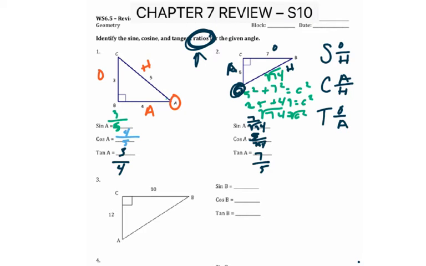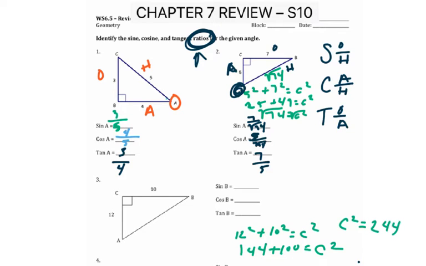Okay, so go ahead and do the same thing for number 3. I'll help you find your hypotenuse. So you have 12 squared plus 10 squared equals c squared. So 144 plus 100. So c squared is 244, square root. 244 breaks down, that's 2 and 122, which is 2 and 61. So this is 2 square root of 61.